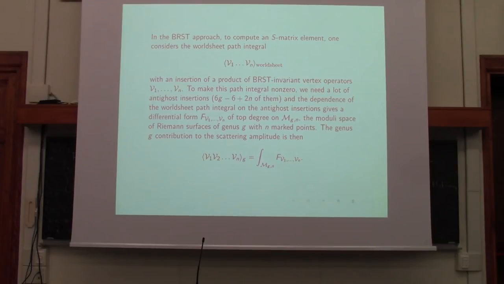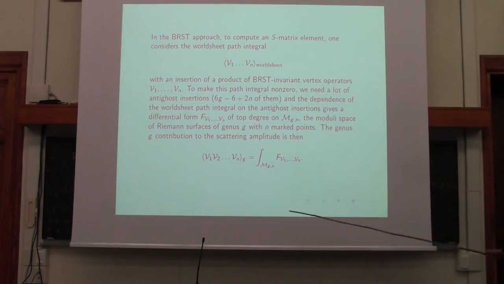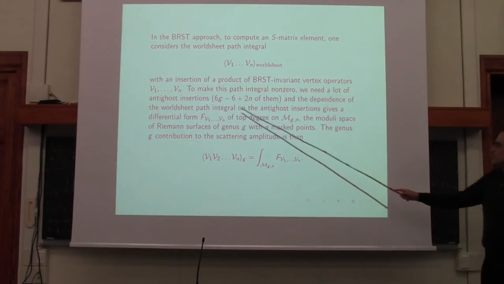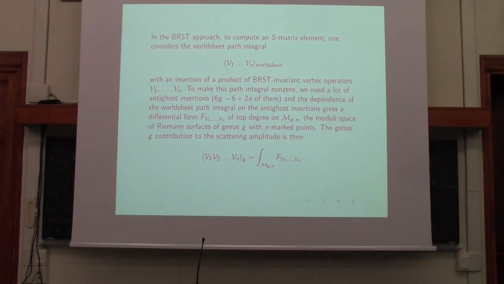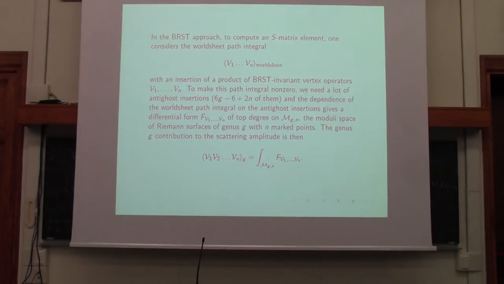In the BRST approach to computing S matrix elements, we consider a worldsheet path integral with many of these BRST vertex operators curly V inserted. To make the path integral non-zero, we need a lot of anti-ghost insertions. This many, 6g minus 6 plus 2n, if we're in genus g. And then the dependence of the worldsheet path integral on the anti-ghost insertions gives a differential form of top degree on the moduli space of Riemann surfaces of genus g with n marked points. Then the genus g contribution to the scattering amplitude is given by this formula, an integral of the differential form over the moduli space.